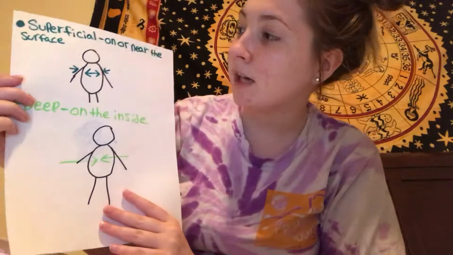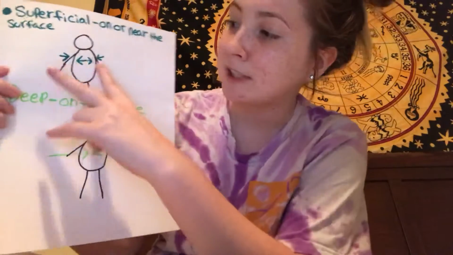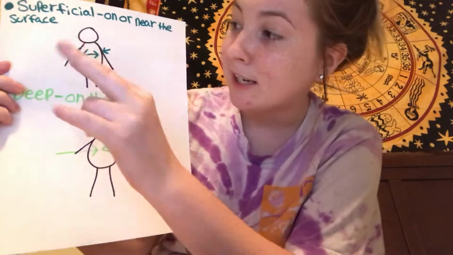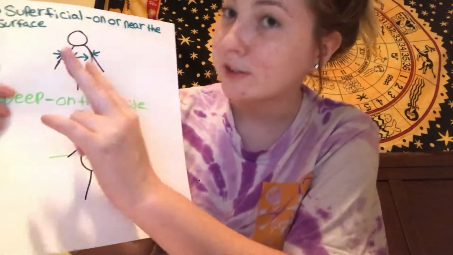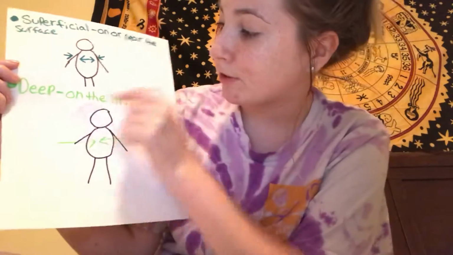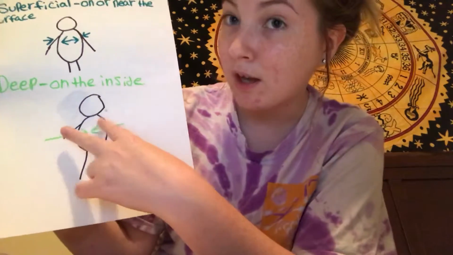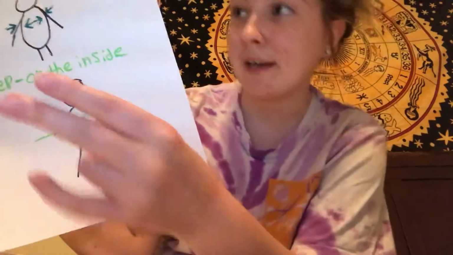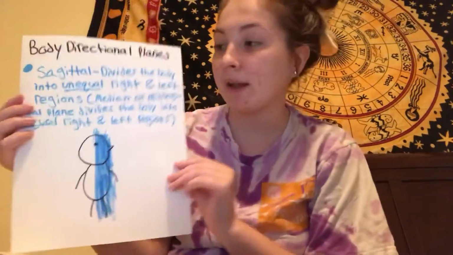Superficial is on or near the surface, so these arrows are pointing near the surface and these arrows are pointing on the surface. And deep is on the inside, so the arrows are pointing in the inside of the body. And now, body directional planes.